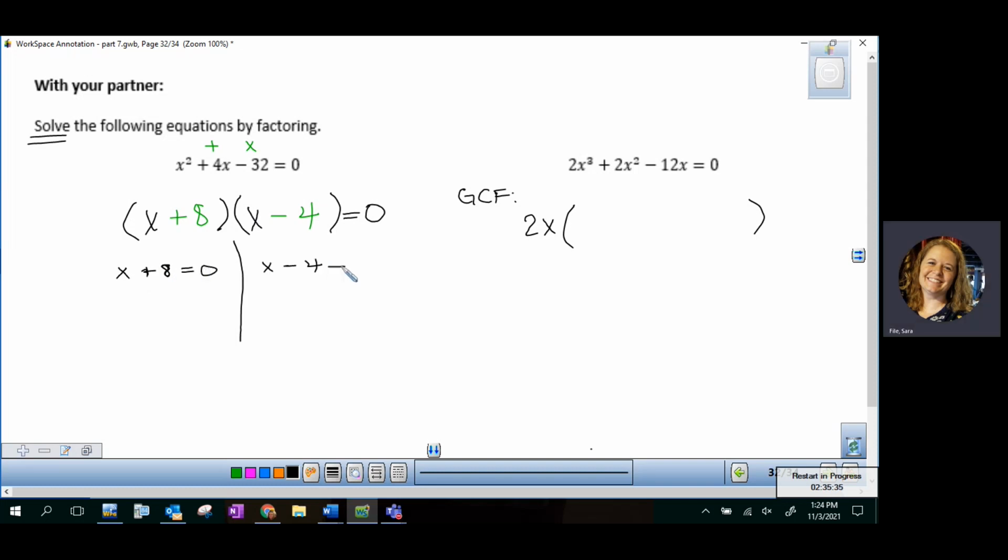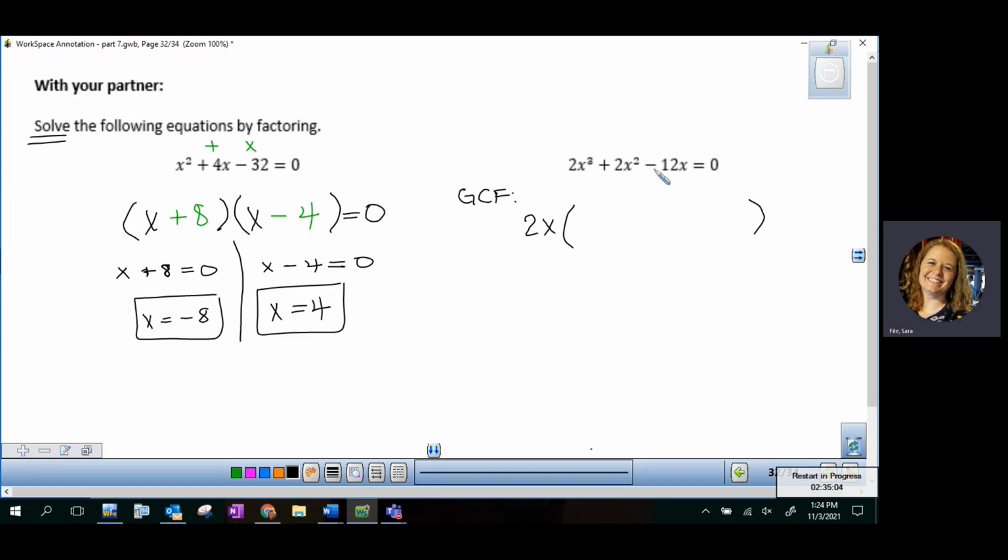And solve them. So here I would need to add 4, so this would become 4. Here I would need to subtract 8, so it would be negative 8. So those would be the two solutions. Remember, you can take your solutions and plug them back into the equation, and it should come out true. The left should equal the right, if those actually satisfy the equation.